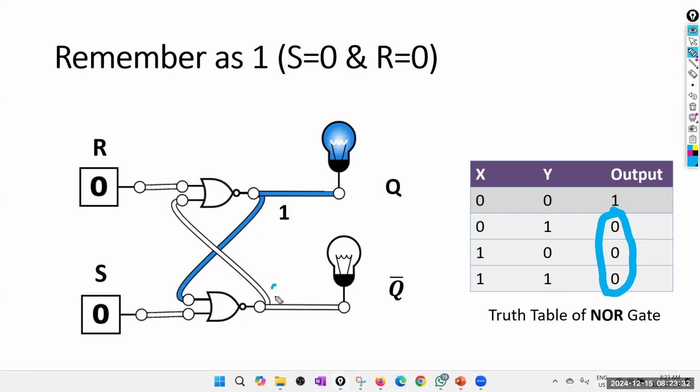Remember, this is previously 0. So therefore, this is 0. And this one is from the previous clock cycle. Before we make it 0, previously it was 1. So therefore, in the next clock cycle, this is 1, this is 0.